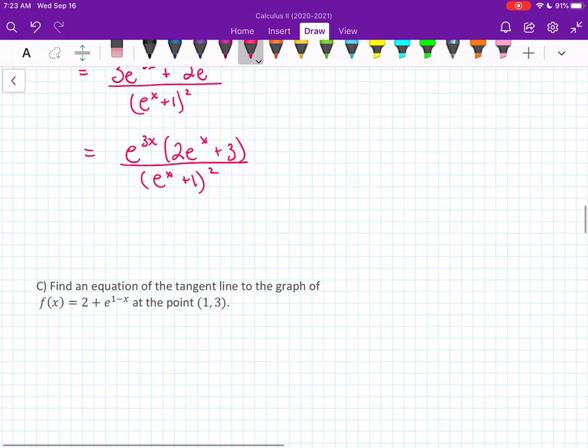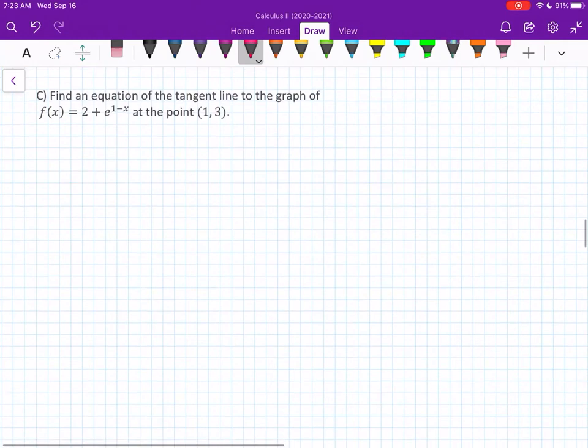Great. Next example. Find an equation of the tangent line to the graph of f of x equals 2 plus e to the 1 minus x at the point (1, 3).